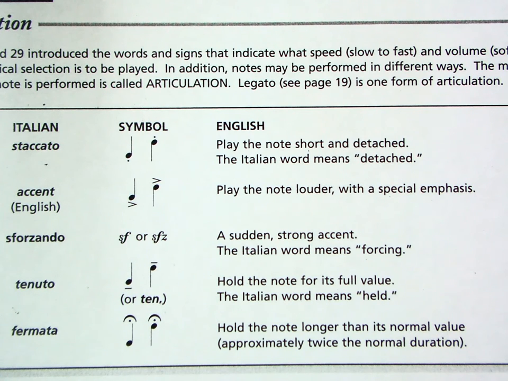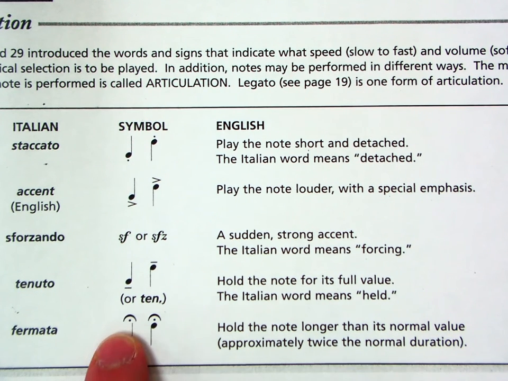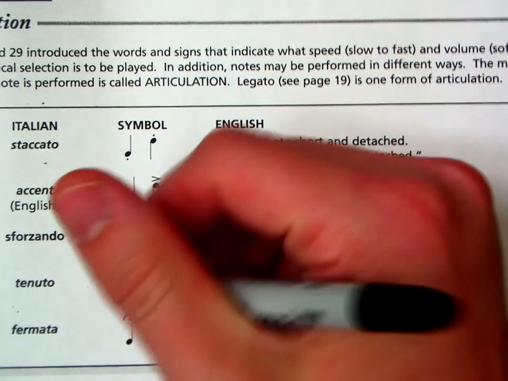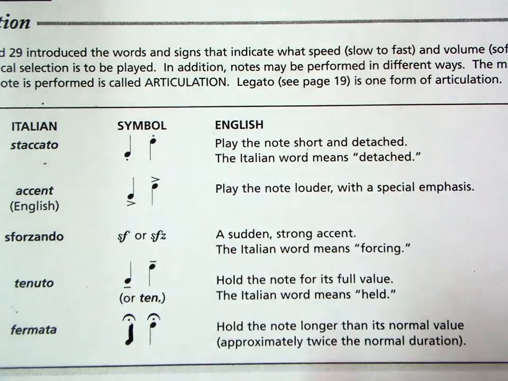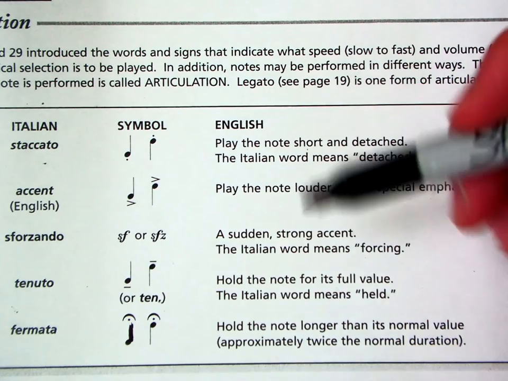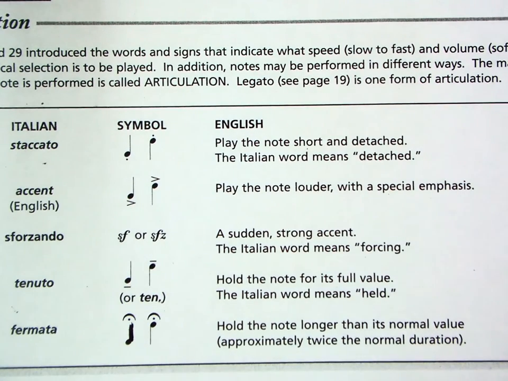And the last one here is fermata. That has the half circle with a dot in the middle, and it always goes above the note regardless of stem direction. I don't think you can see the stem direction here, so I'm just going to add it. All right, so that stem's going up. So we always have the fermata above those notes. And it means to hold the note for longer than its normal value, approximately twice the normal duration. So if we assume that this quarter note, if we hold it for twice its note duration, it'd be worth 2 beats, right? Or the same length of a half note.